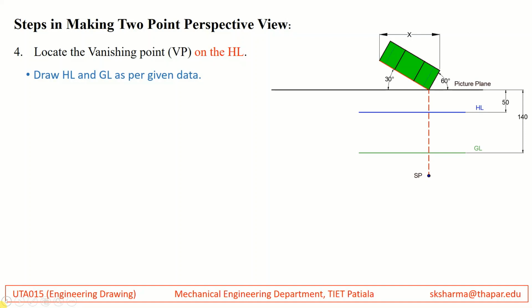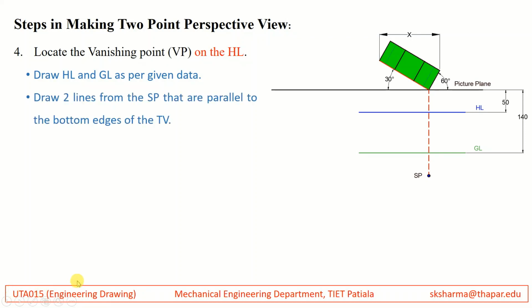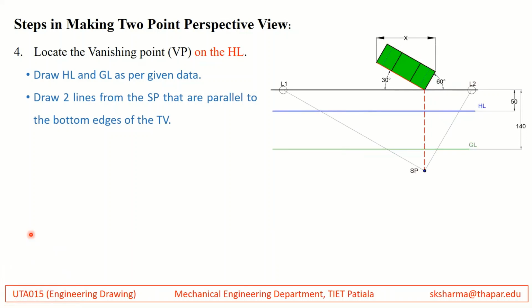Then we draw two lines passing through the station point, and these two lines are drawn parallel to the lower edges of the top view. This line here is parallel to this line of the top view, and this line here is drawn parallel to this edge of the top view. So we just draw these two lines through the station point, and these two lines are parallel to the lower edges of the top view.